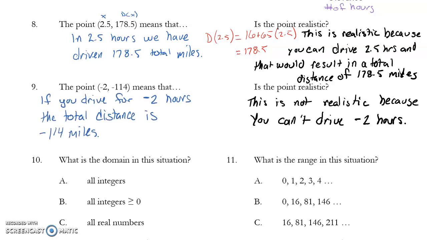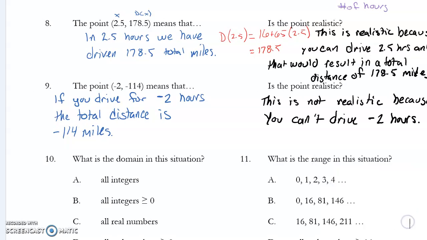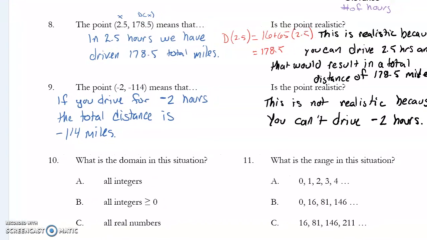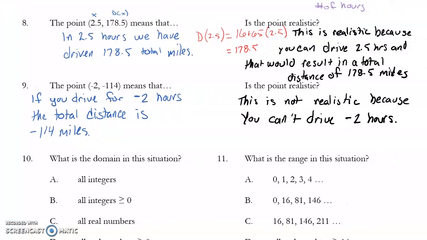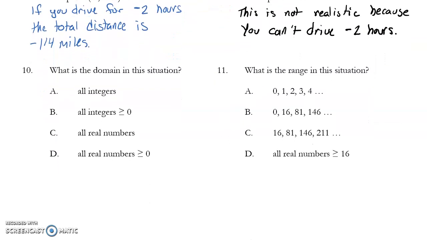Great, hopefully we got this answer here. Yes, it's realistic, or no, it's not realistic, because you cannot drive negative 2.5 or negative 2 hours. So you don't even have to check if it works in your function rule if that domain or your input is not realistic. So the whole point of doing those types of questions is to answer this. That has helped us start to think about our domain and range.